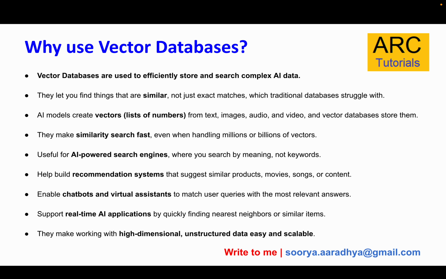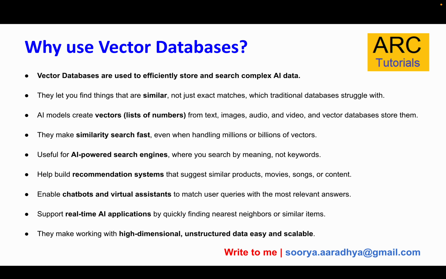So why use a vector database in the first place? Vector databases are used for efficient search and to store complex AI data. They let you find things that are similar, not just exact matches. Most traditional databases, if you talk about relational databases like say MySQL or NoSQL databases like MongoDB, they all struggle to find similar data. They'll help you find exact data but not similar. AI models create vectors, which is a list of numbers, from text, images, audio, video, and store them. They make similarity search fast even when handling millions and billions of vectors.